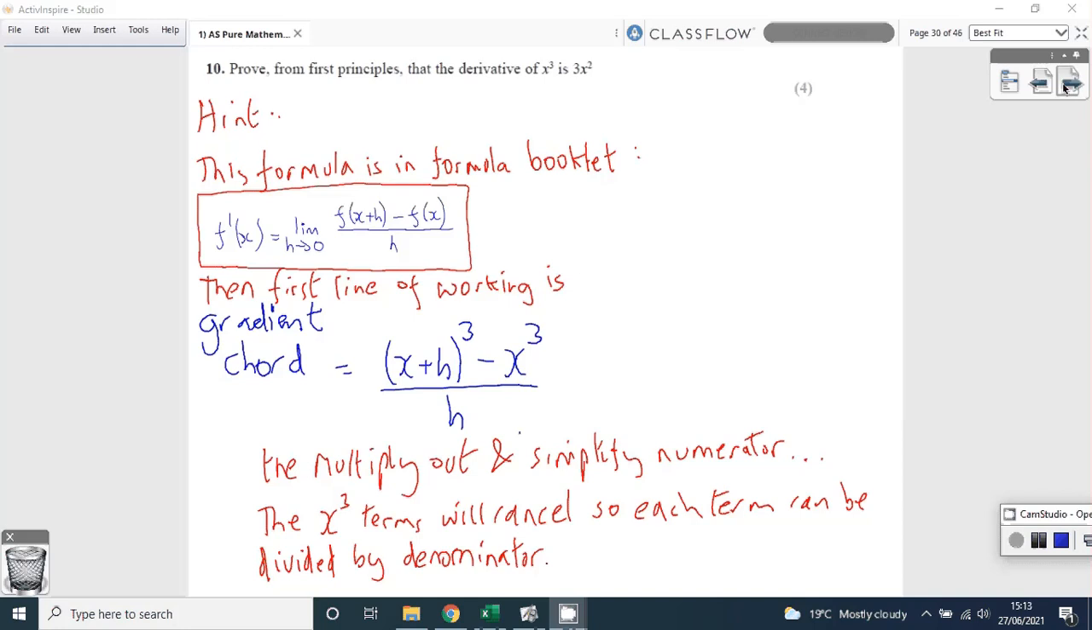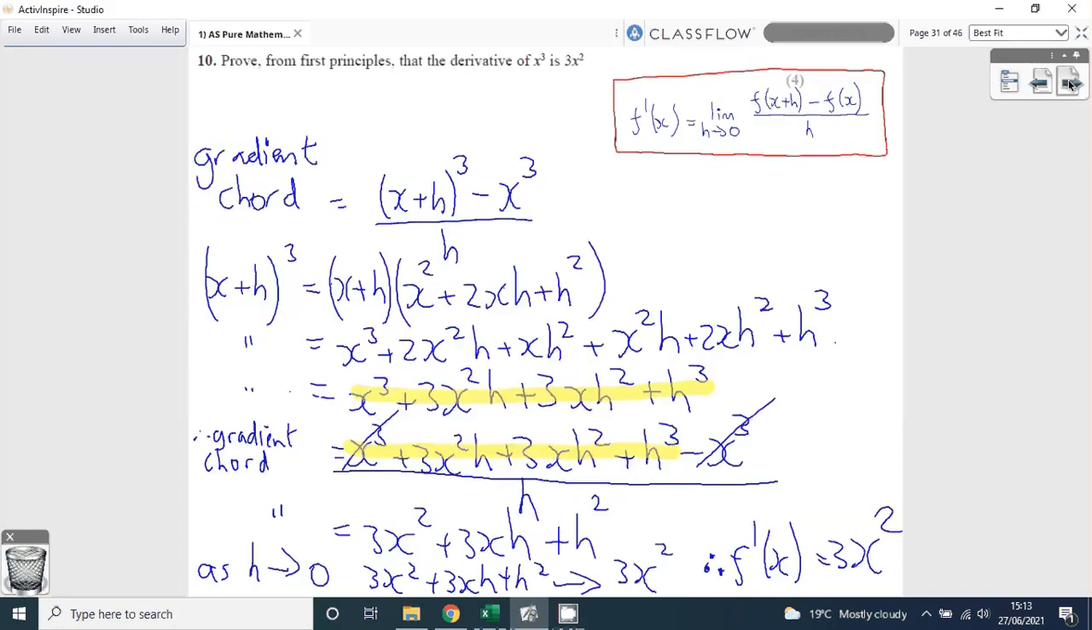So the solution for question 10. This is the gradient of the chord, x plus h all cubed minus x cubed over h, just substituting into the formula given in the booklet. Now just here, I'm working through the expansion of the brackets cubed. So x plus h times x plus h gives me x squared plus 2xh plus h squared. Then multiplying that by x plus h again, I get this, which simplifies to this third line here. So the gradient of my chord is my x plus h all cubed. I've just repeated it here. It's the bit highlighted in yellow.